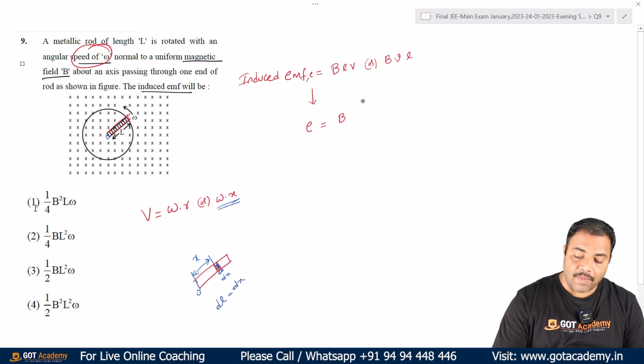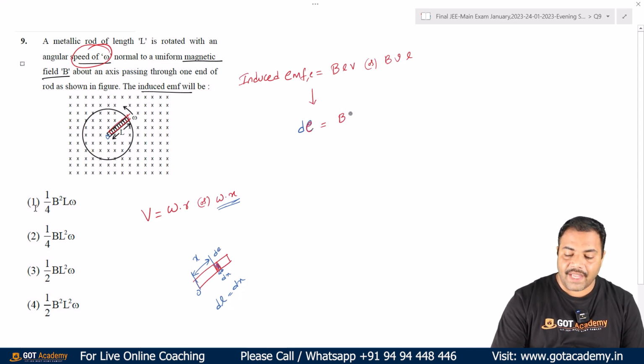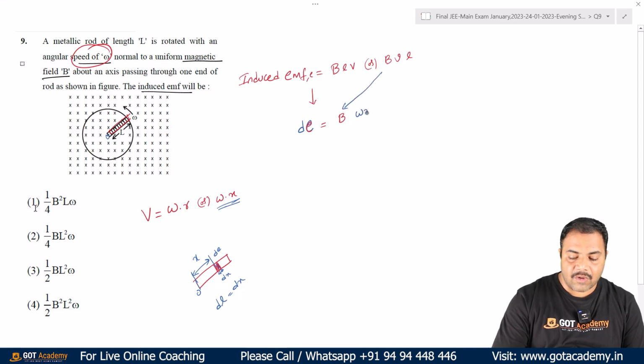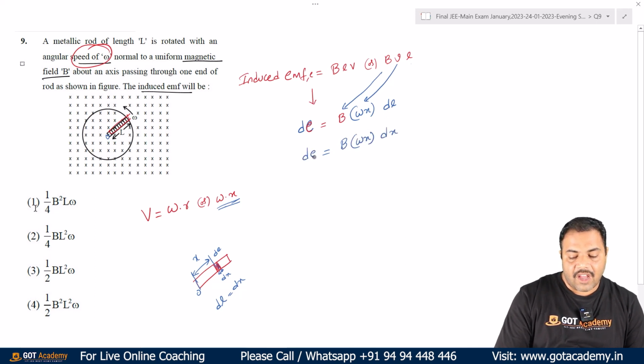So how to write this formula? The small EMF is dE, because we are finding the EMF due to this dx, so we get only a small EMF, dE. So dE is equal to B, and in place of V I'll write omega X, and in place of L, I take the small dl. Here dl is nothing but dx. So like this, I got the formula for the small EMF.